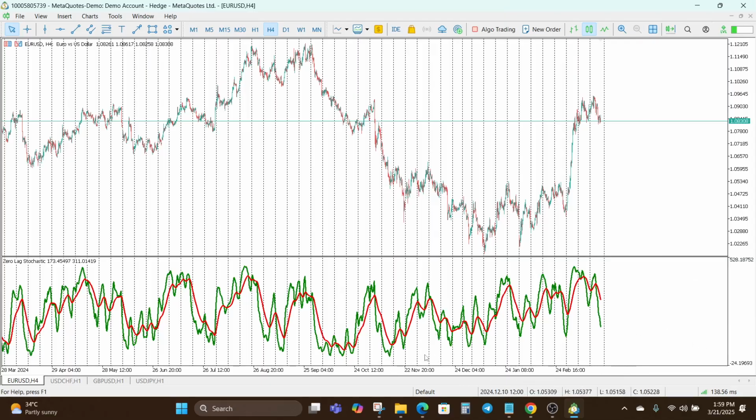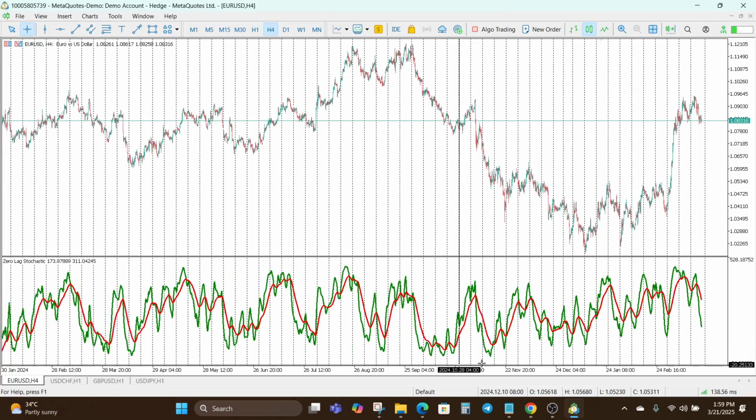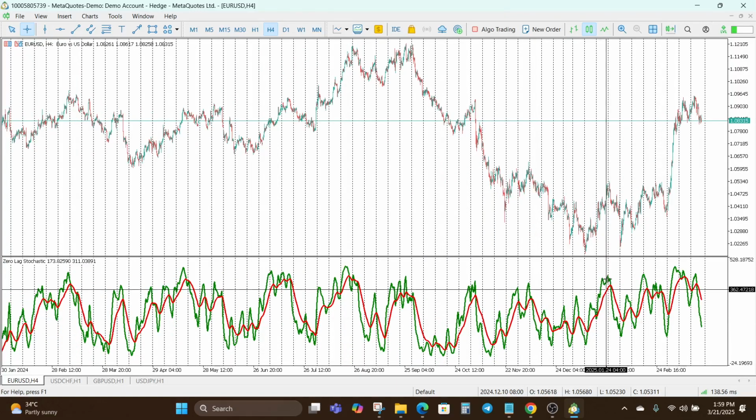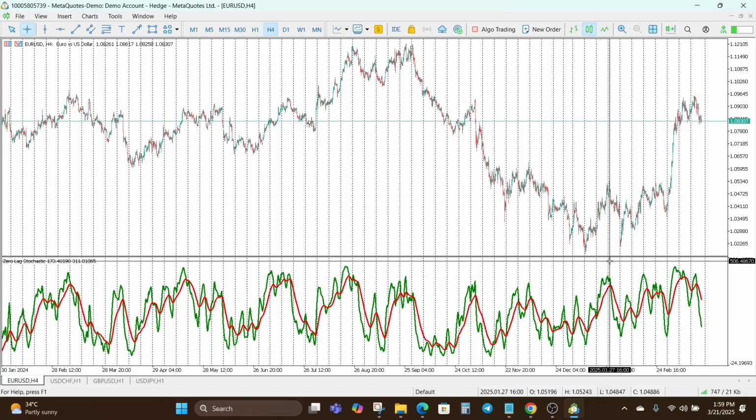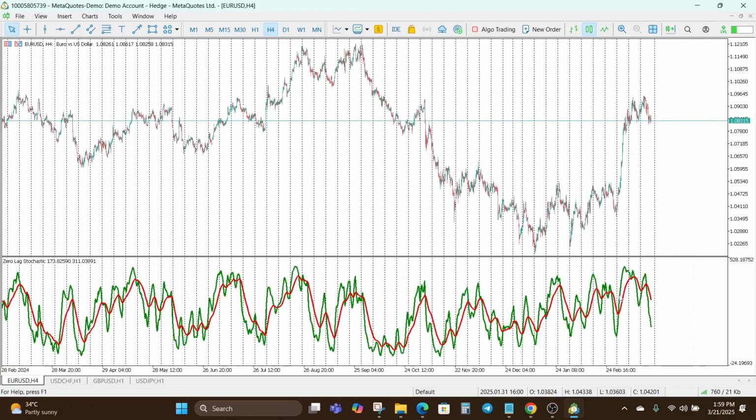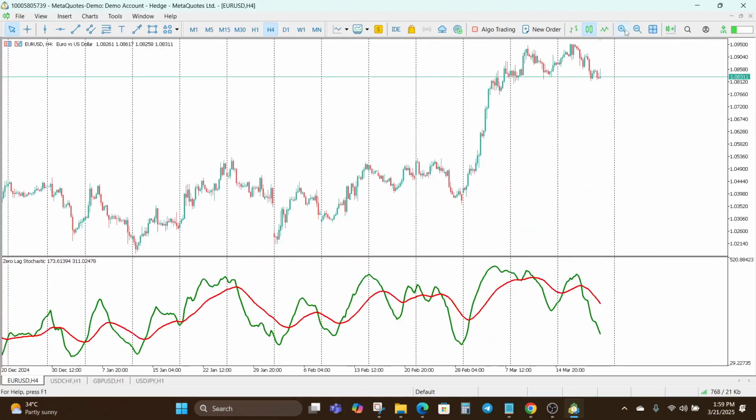You can even see it gets into negative territory if the bearish momentum is so extreme. You can see there is actually a negative level, and then we have positive levels reaching over 500, right? So it is probably just showing the extremity of the overbought or oversold condition.